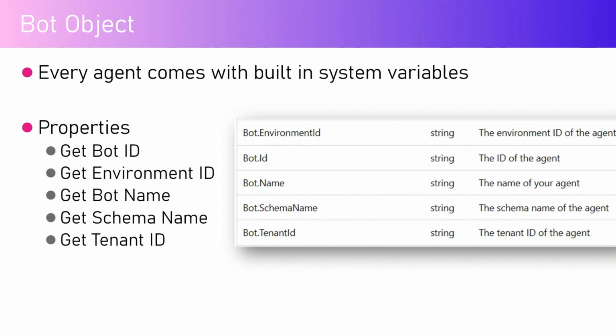Now, from a system variable perspective, we have something called a bot variable. If you want to extract some information from the bot variable, you can just type in bot.environmentId and it will give you the environment ID of the agent. Bot.id will give you the ID of the agent. Bot.name will give you the name of the agent. Bot.schemaName will give you the schema name of the agent, and bot.tenantId will give you the tenant ID on which that agent is loaded.